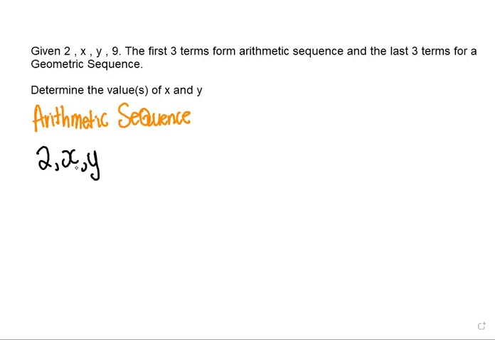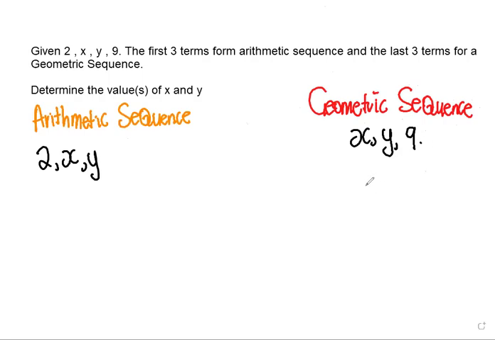Then on the other hand, they told us the last three terms form a geometric sequence. So we're also gonna have the geometric sequence. For the geometric sequence, the last three terms. Now let us write the last three terms. That will be x, y, and 9. We know that an arithmetic sequence has a common difference, right? Remember, this is T1, that is T2, that is T3, as well as for the geometric sequence on the other side, it's T1, T2, as well as T3.